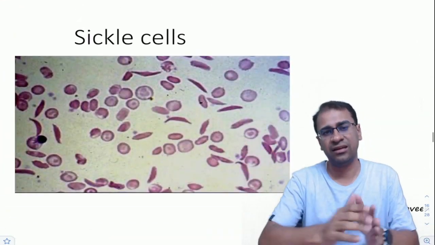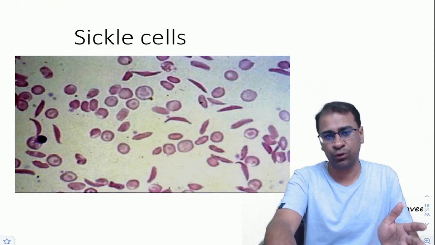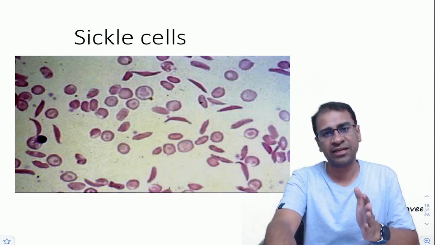Next one is sickle cell anemia. Well, sickle cell anemia is a missense mutation in the beta gene at the 6th position, because of which glutamic acid is replaced by valine.